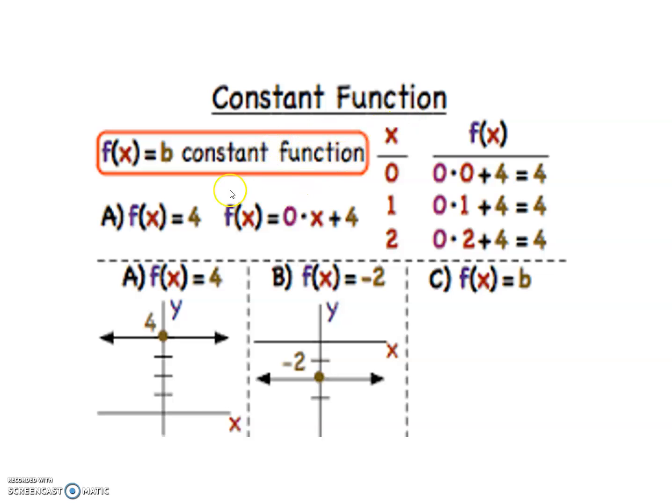Now the constant function is also important. F of x is equal to b is a constant function. That means x is equal to 0, 1, 2. Suppose f of x is 0 into x plus 4, where 4 is the fixed term. So 0 into 0 plus 4, 0 into 1 plus 4, 0 into 2 plus 4. We get the value 4 every time. The graph looks like this. F of x is equal to 4 is plotted here, and f of x is equal to minus 2 lies here.